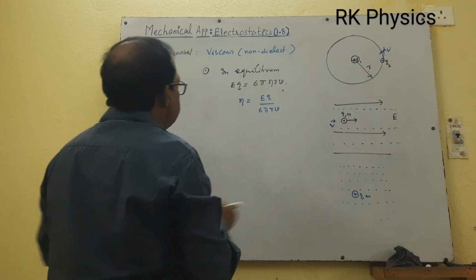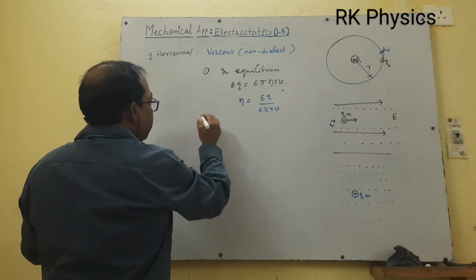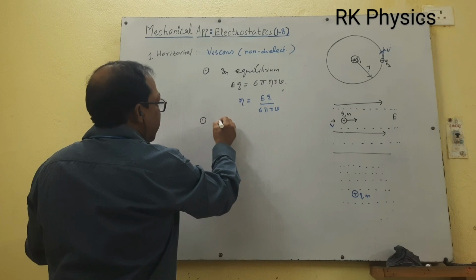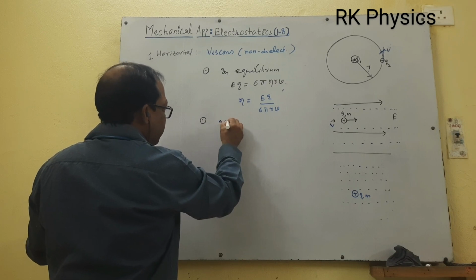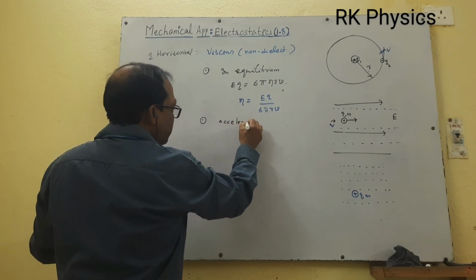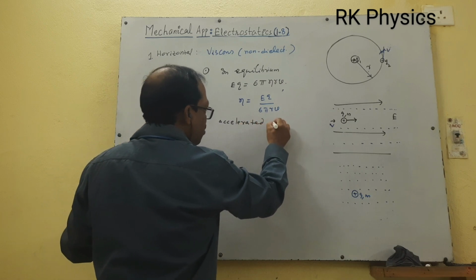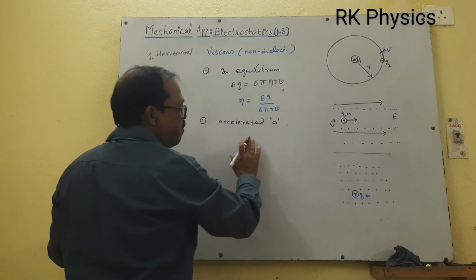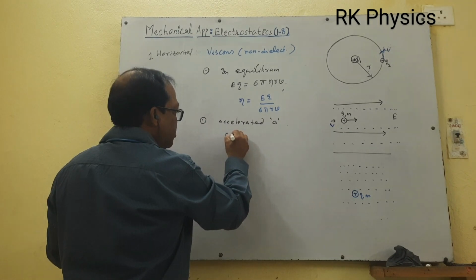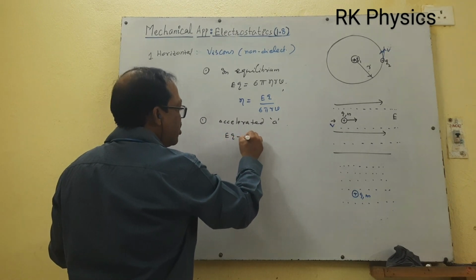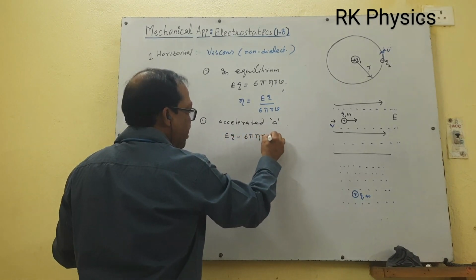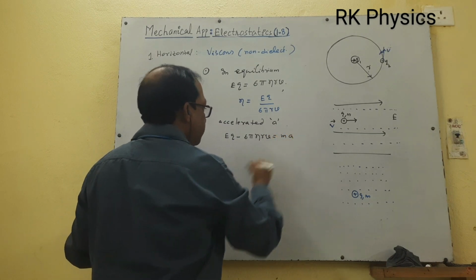Now this is the case, but if you consider the object is moving along the horizontal with accelerated motion having acceleration a, then the forward force is EQ, the backward force is 6 pi eta r v, and the resultant force is m a.